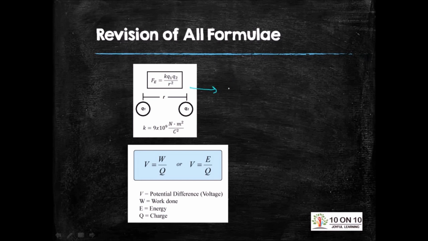See, this is the electrostatic force between two charges. The force between two charges is defined with K. It's a constant, its value is given over here, and then the values of the two charges in coulomb and the distance between them. So this is the formula for potential difference, work done upon charge.